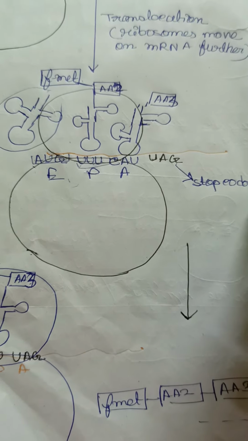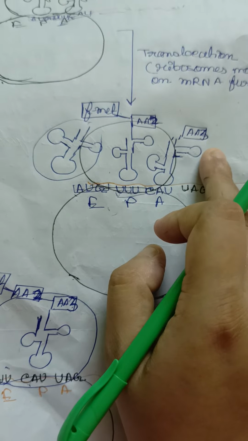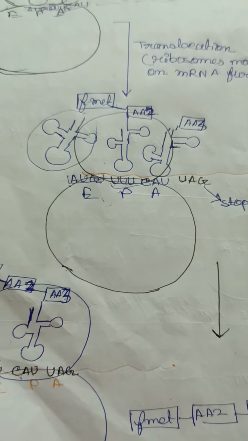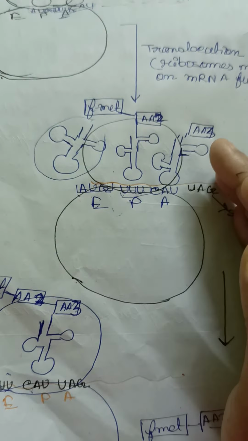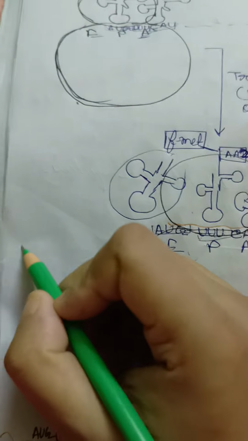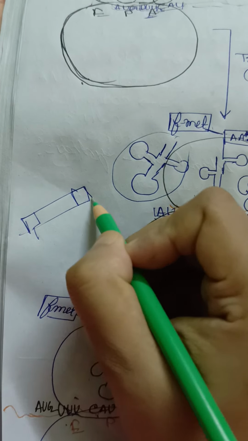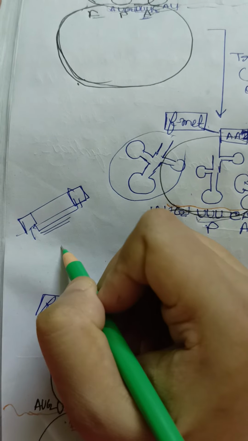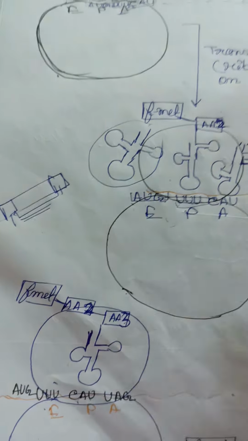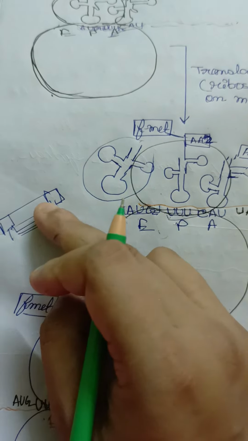Suppose here UAG is the stop codon. I have written only 3 amino acids, but suppose there are many amino acids, the process will continue until the stop codon comes. We know in the structure of mRNA, the first part is the start codon, here is the stop codon, and in the middle there are many codons that are responsible for synthesis of protein. So in this way the codes of the mRNA are read until the stop codon.